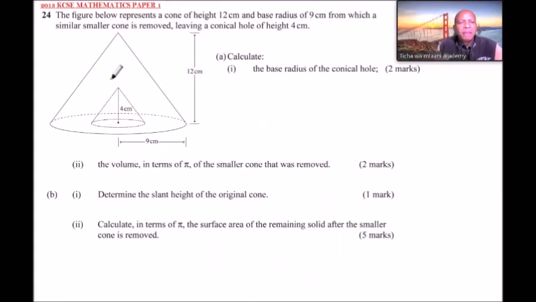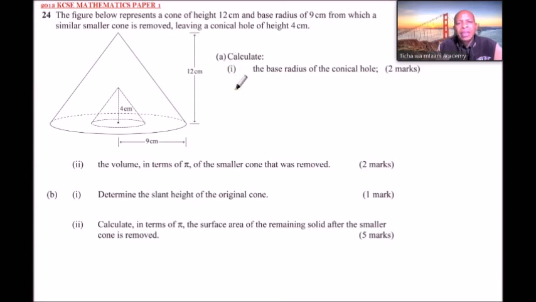Question number 24. The figure below represents a cone of height 12 centimeter and a base of 9 centimeter, from which a similar smaller cone is removed, leaving a conical hole of height 4 centimeter. So we have our diagram here. The height is given as 12 centimeter. The height of the small cone that was removed is 4 centimeter. We have the radius of the big cone, which is 9.